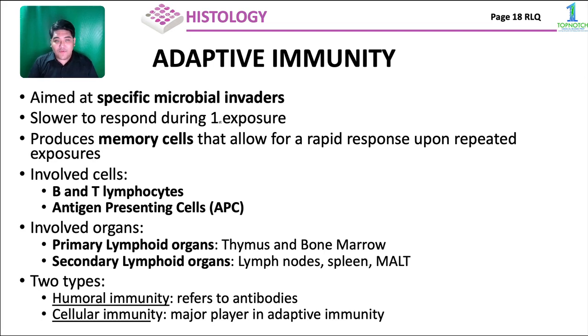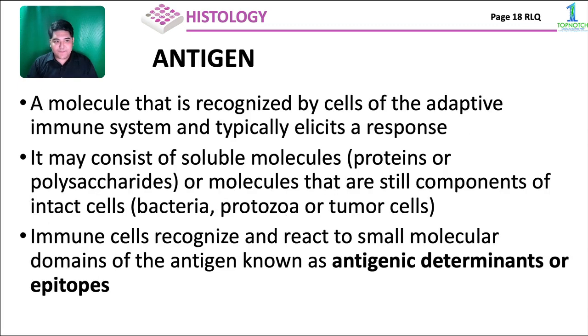Again, there are two types of your adaptive immunity, your humoral immunity, which refers to your antibodies or immunoglobulins. Ito yung GAMED, IgG, AMED immunity. And then your cellular immunity, these are your major player na, no? Like your B and T lymphocytes.